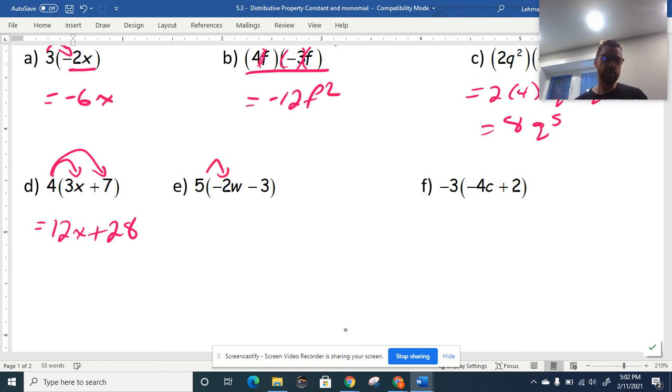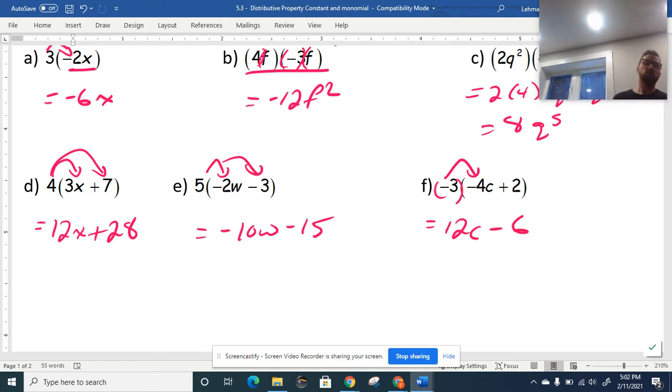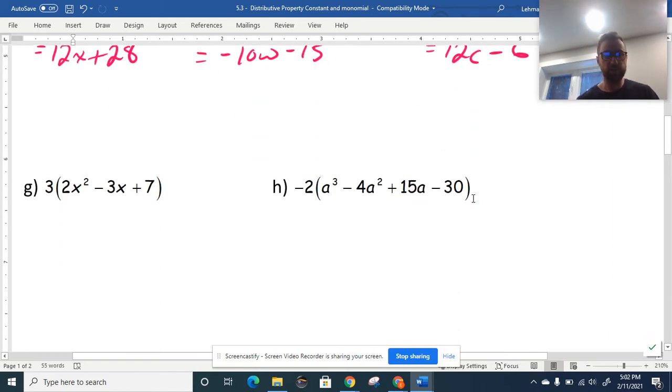Same deal here. -10w and -15. Same deal here. We've got -3 times -4c giving us +12c, and -3 times +2 giving us -6. So our distributive property is that coefficient on the outside of the brackets multiplying by each term inside the brackets. First, we check to see if we can simplify anything in the brackets. We can't, so we move on.